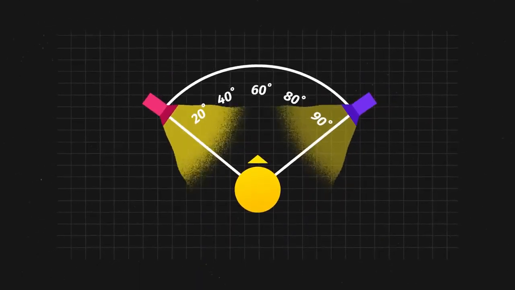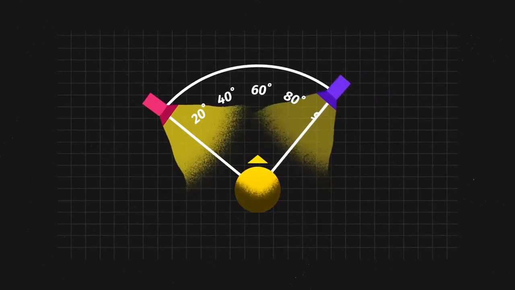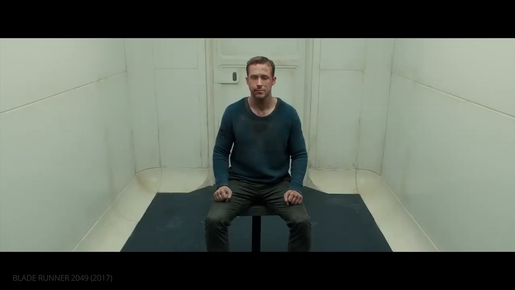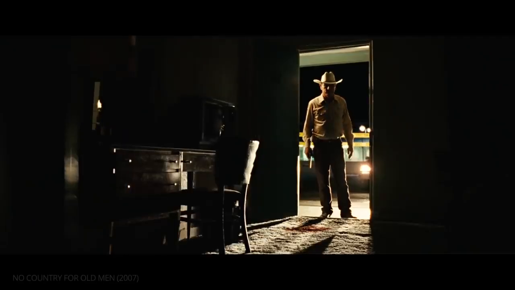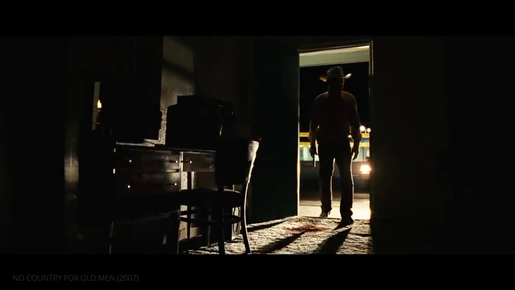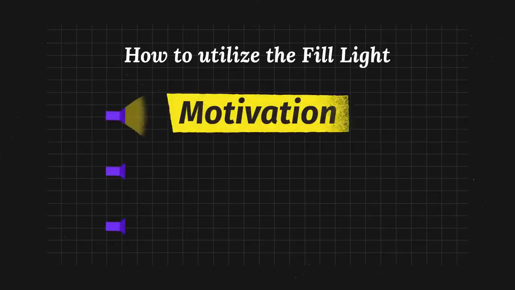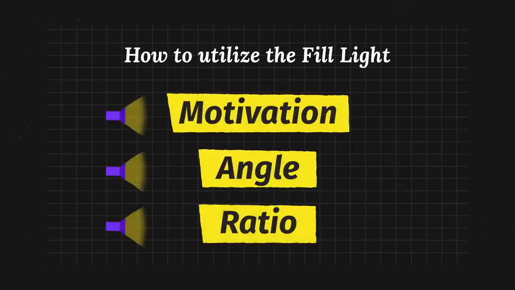Fill lights are usually placed at a complementary angle to the key light to increase or decrease the contrast of the lighting. A fill can be strong enough to virtually eliminate shadows, which creates a low contrast look. Or a fill light can be nearly non-existent to create dramatic contrast. So, when considering how to appropriately and effectively use a fill light, there are three aspects to consider: motivation, angle, and ratio.